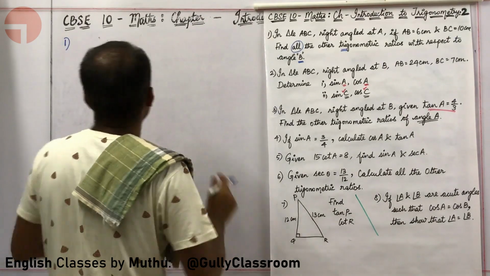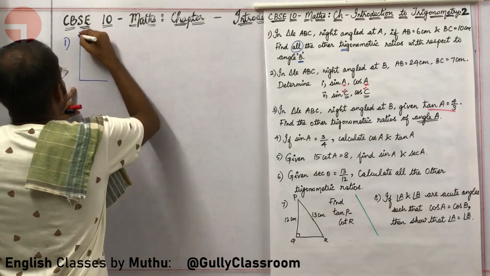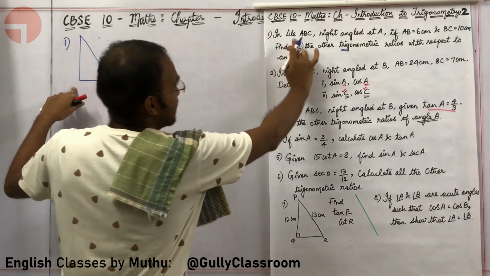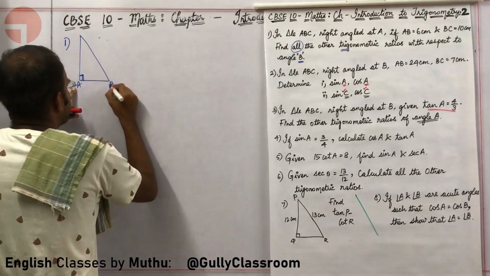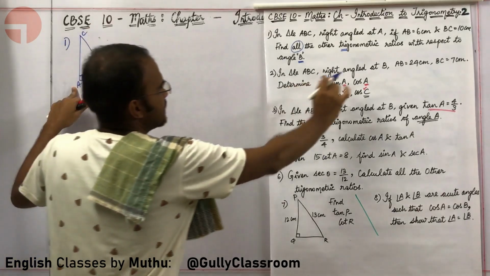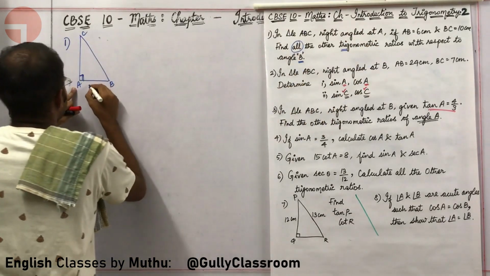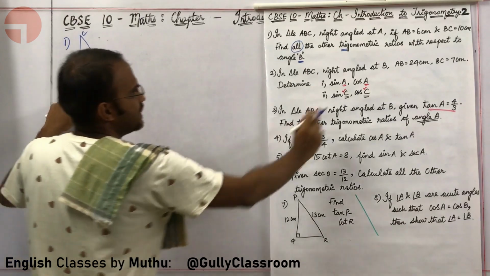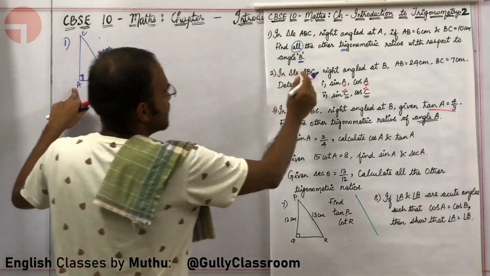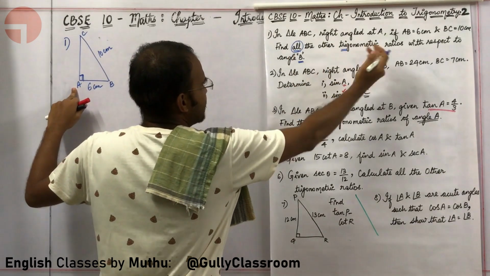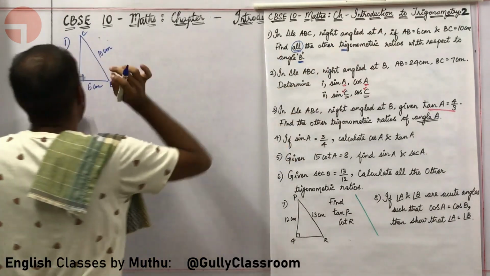In triangle ABC, which is right angled at A, so A is a right angle. Let us name this as B, and this as C. AB is going to be 6 centimeters. BC is going to be 10 centimeters. They are asking us to find all the trigonometric ratios with respect to angle B.